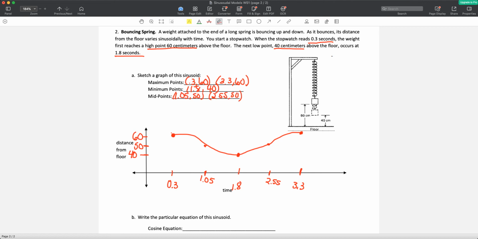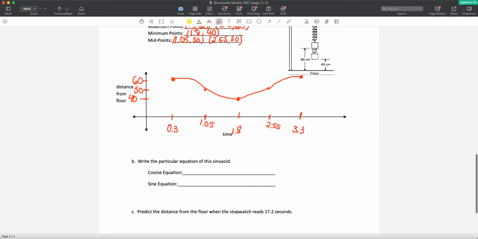All right, so now we start writing our equations. Again, let's talk about the things that are going to be important between the two. We know the amplitude is 10 because from the middle of the graph, I'm varying 10 in each direction. I know the middle of my graph is 50, so I'm going to have a plus 50 on the end of my equations. The period, I'm looking at the distance from the maximum to the maximum. So if this is 0.3, this is 3.3, the difference there would be 3.